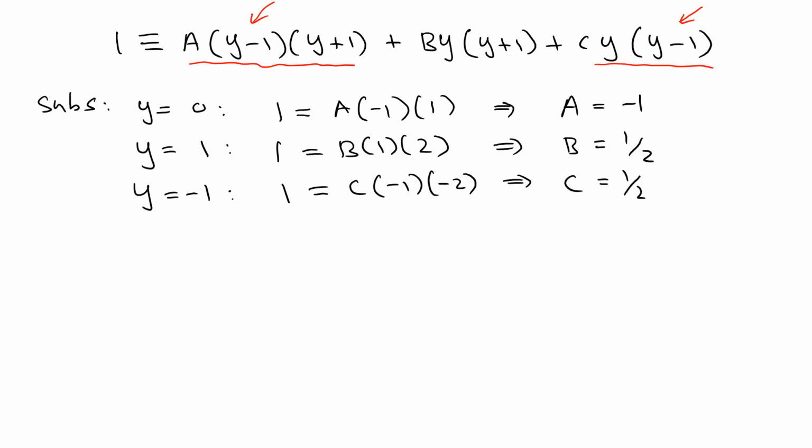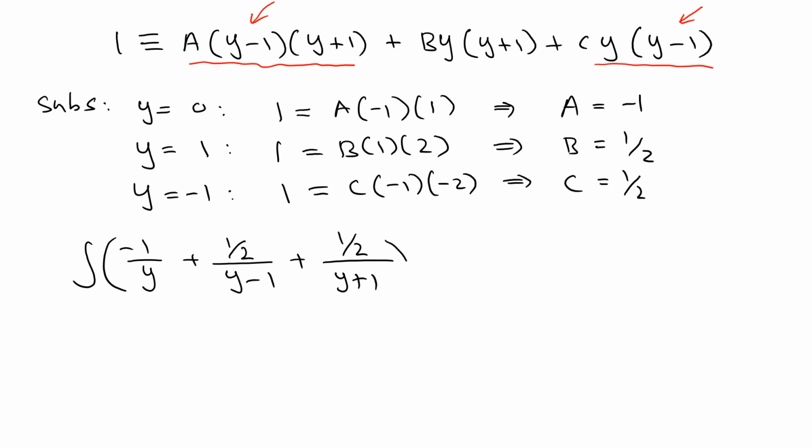So those are the three values that you get. Now we're going to plug that in, and we can integrate. So we can write the integral of negative 1 over y, and then 1/2 over y minus 1, and again 1/2 over y plus 1, dy equals x plus c on the other side.